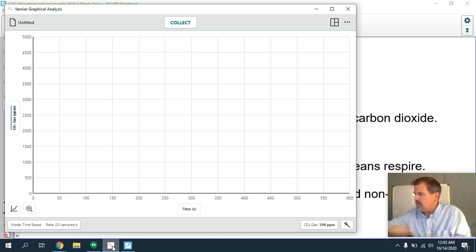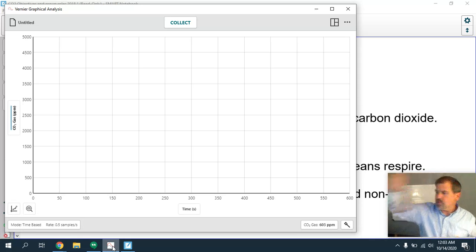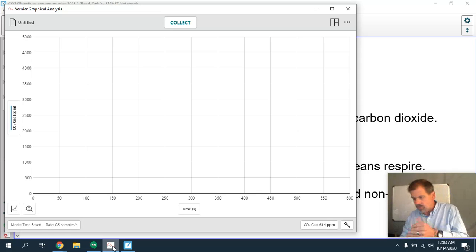And then I've got my respiration chamber. And I'm going to put 25 beans in there. So 5, 6, 7, 8, 9, 10, 11, 12, 13, 14, 15, 16, 17, 18, 21, almost there. There we go. So now I have 25 beans, 25 germinating beans in here.